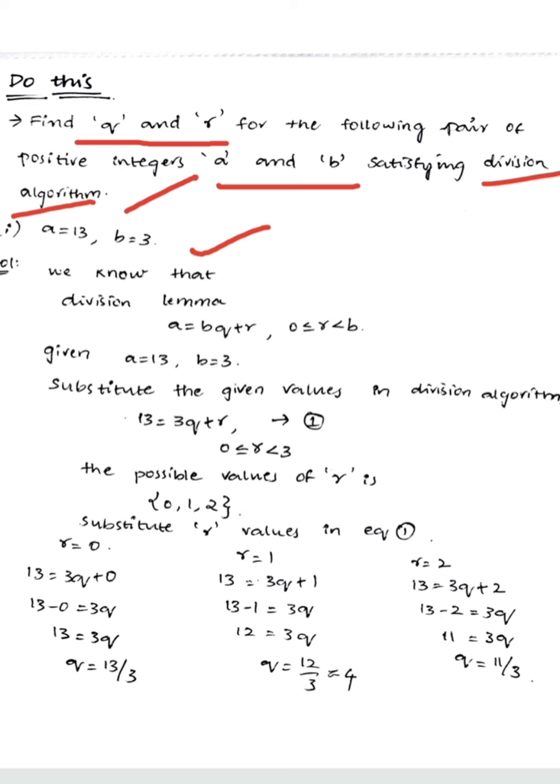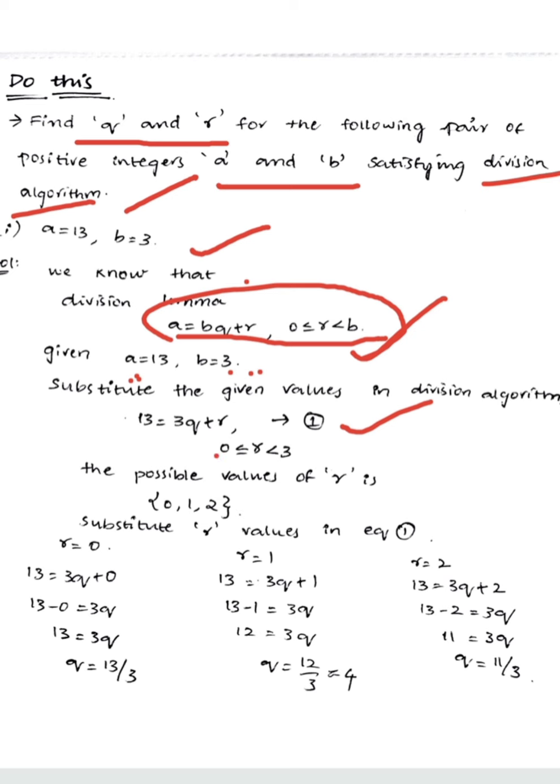Now the question is a equal to 13 and b equal to 3. We know that the division lemma is a equal to bq plus r, where 0 less than or equal to r less than b, and given a equal to 13 and b equal to 3. So how can we find values of q and r? We need to substitute a and b values in the equation here. So substitute the given values in the division algorithm. Replace the values of a equal to 13 and b equal to 3 in the division lemma. So I substituted here a equal to 13. 13 equal to 3q plus r.